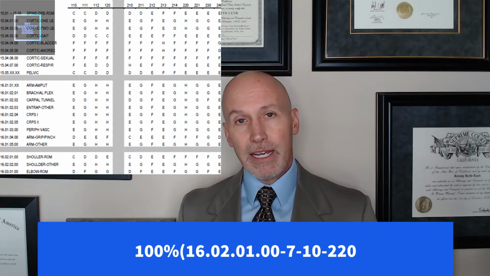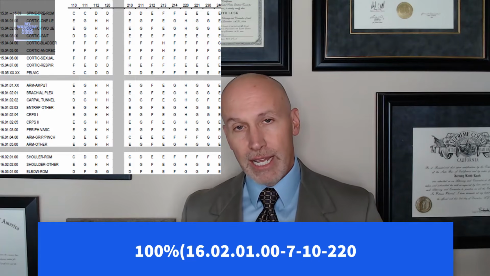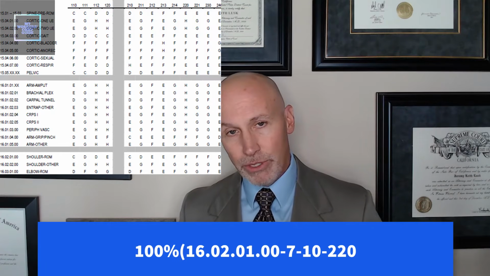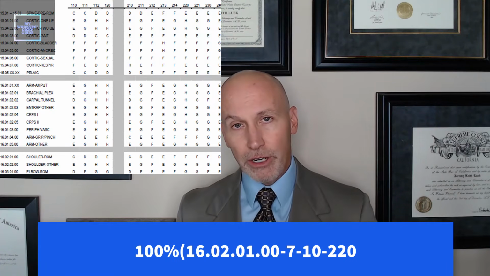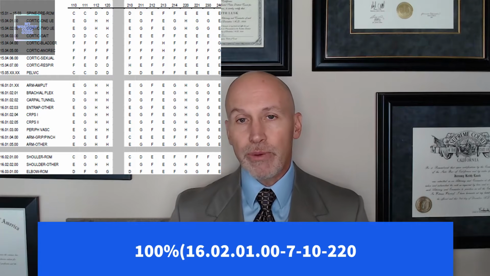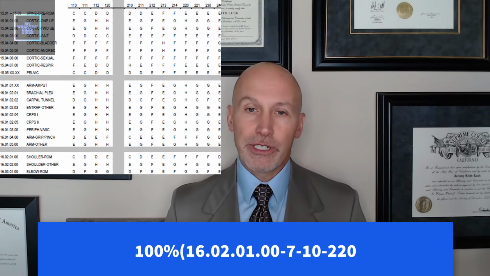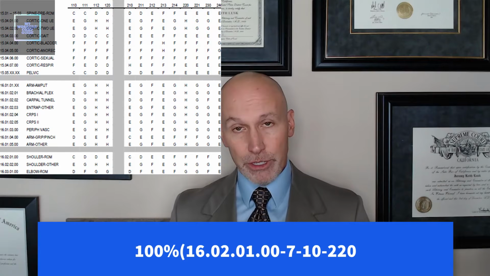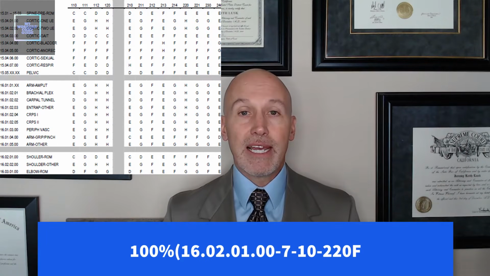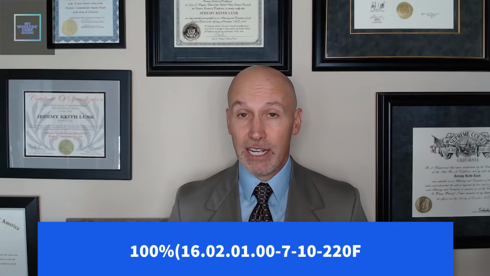So we find 220, we go down, we find 16020100. We look across, we find the column that has 220. We see that the modifier for our musician who injured her shoulder is F. So 220F goes into the formula. Next, we have to adjust for age and occupation.